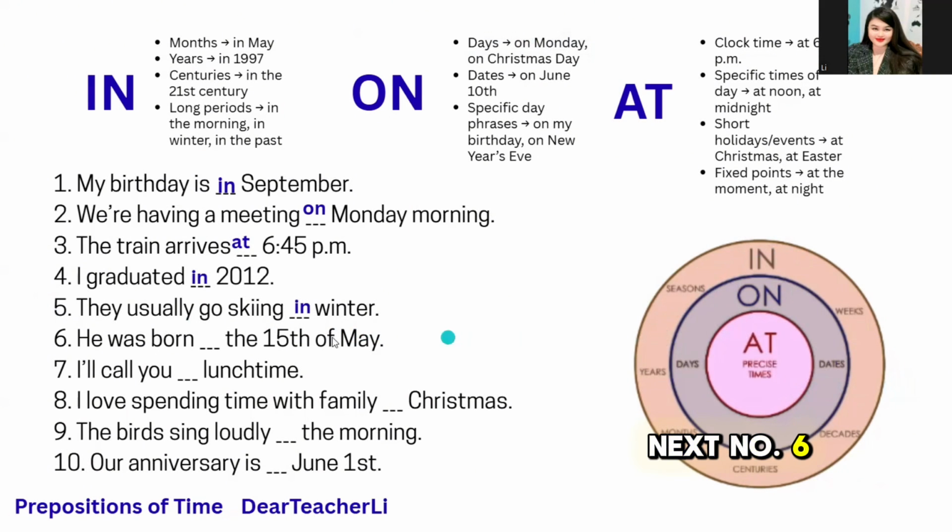Next, number 6, he was born blank the 15th of May. So 15th of May is a specific date. It's a complete 24 hours, right? So we should be using on the 15th of May. Number 7, I'll call you blank lunchtime. So the answer for lunchtime is at. Why? It's a specific time of the day. Alright? Number 8.